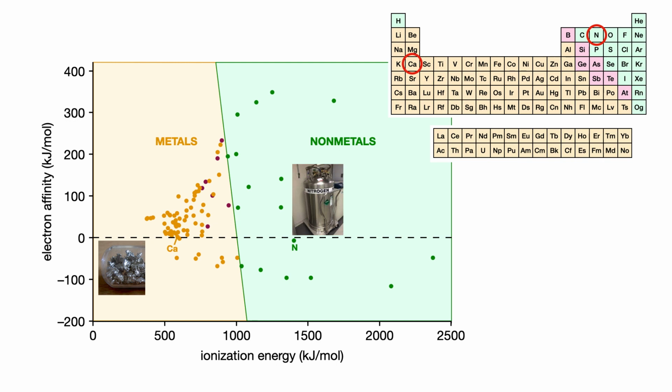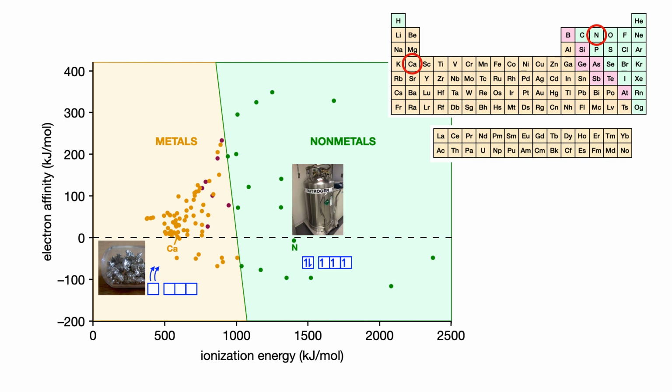Nitrogen forms diatomic molecules that are a gas at room temperature, but you can liquefy nitrogen and store it in containers like this one. Calcium, as an alkaline earth metal, has two valence electrons. These are in the 4s orbital. And just like in the case of sodium, calcium can readily lose its valence electrons. It doesn't hold them all that tightly. It has a low ionization energy. So it can lose its two valence electrons, which can then be taken on by the nonmetal nitrogen.